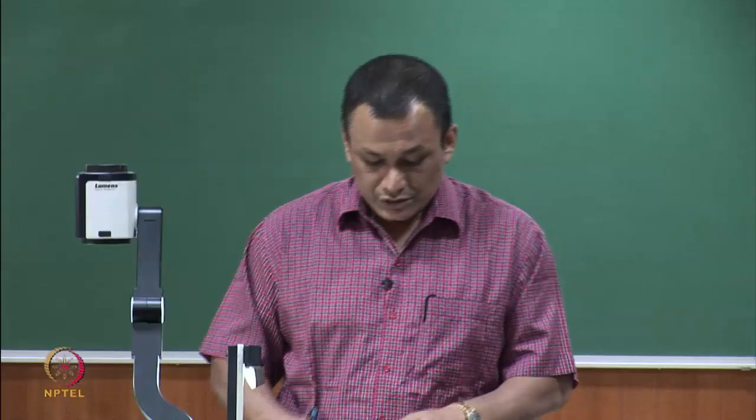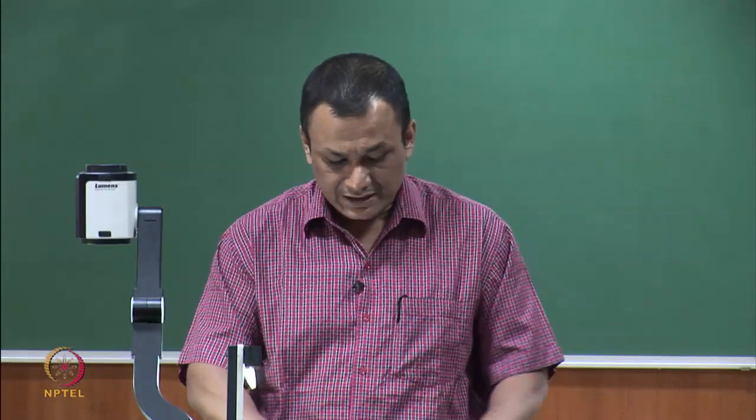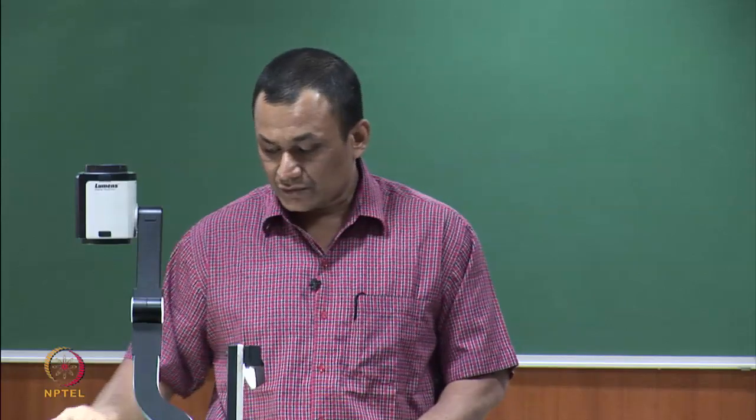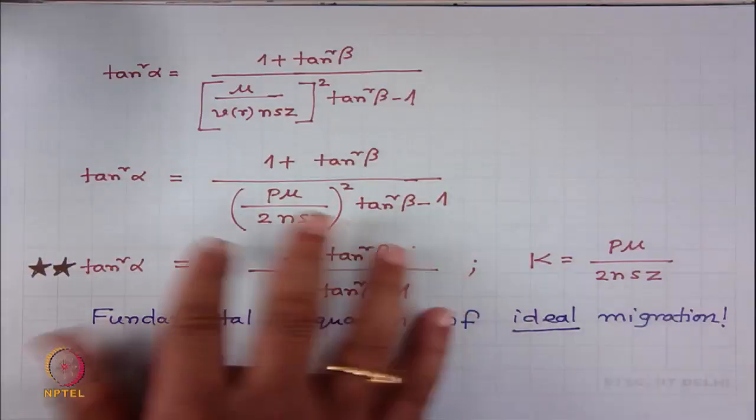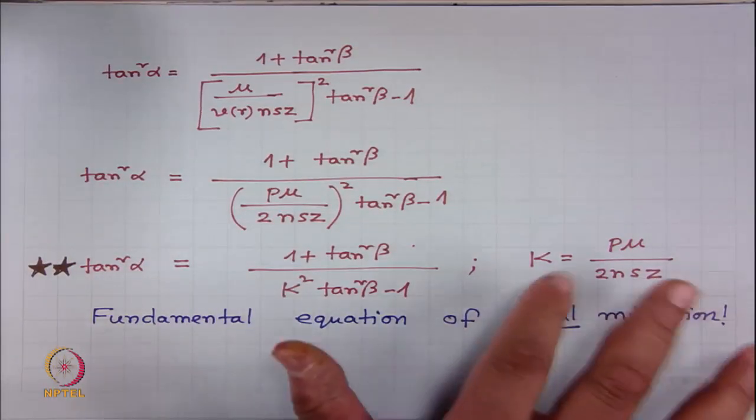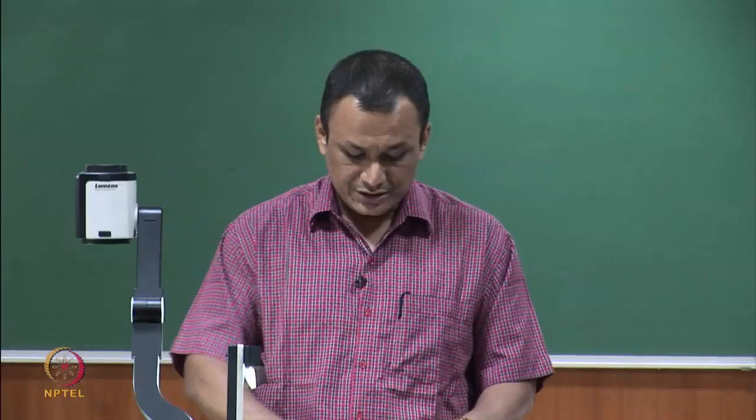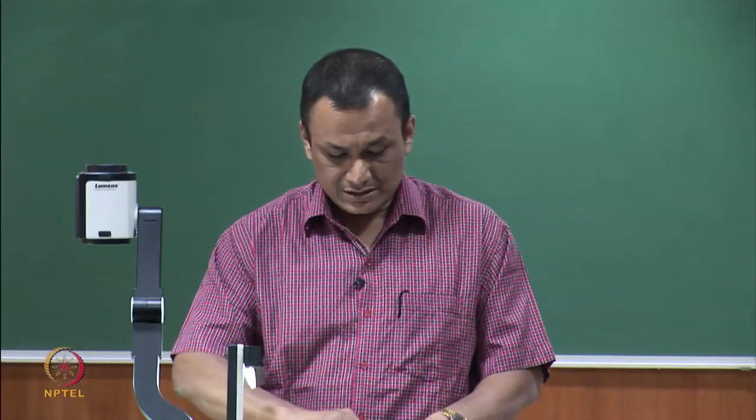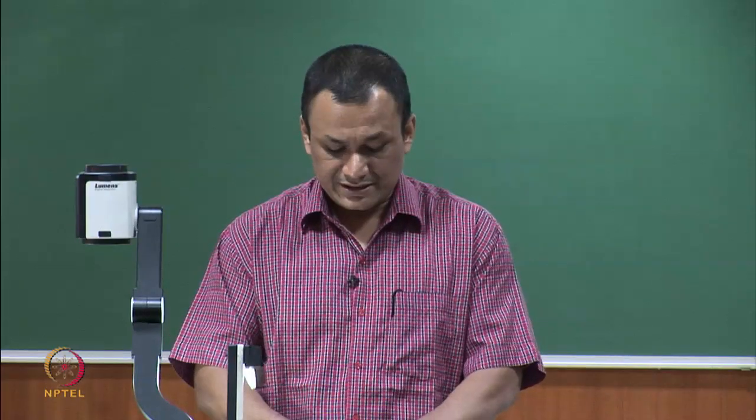We will stop here. In the next lecture, we will first start with this equation and we will discuss the meaning of this parameter k, and then we will proceed to know more about this radial migration.